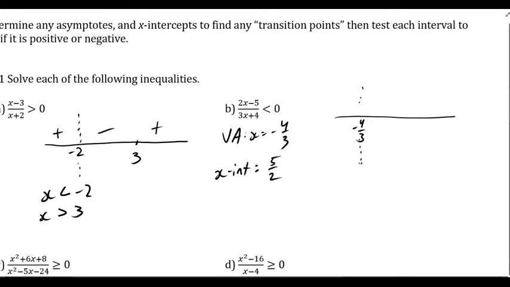Like I said, I always do a little asymptote there. And then for an x-intercept, just show it as an x-intercept.